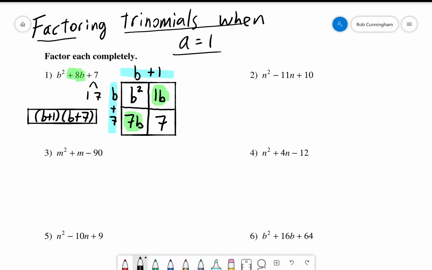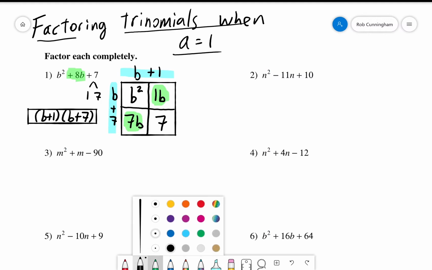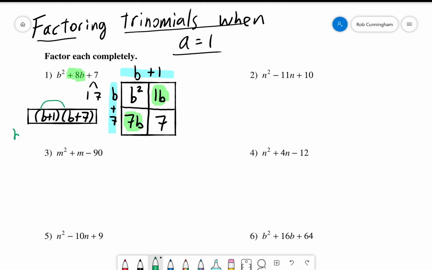But don't take my word for it. You should always check your answers, especially on a problem as quick as this, relatively speaking. If I was to redistribute this back out, well, b times b is b squared, b times 7 is 7b, b times 1 is 1b, 1 times 7 is 7. Combining like terms, I've got b squared plus 8b plus 7, smiley face. You should always double check your work. Make sure that what you've got matches with what you want.